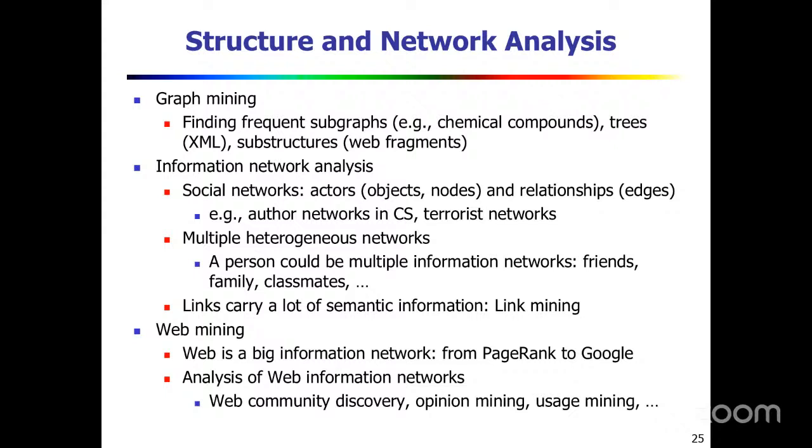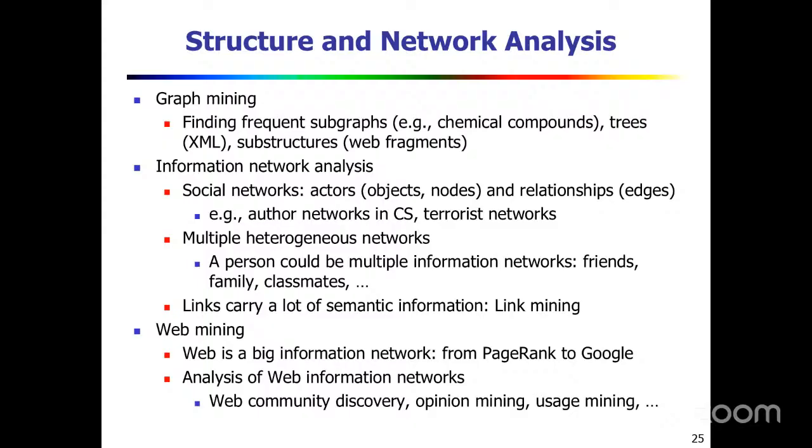they used to find the network. They used to trace the network or the group of people or group of systems, from where they are communicating, how they are communicating, what they are going to perform, all those things. They will be predicted. They will be mined. Terrorist networks. Next one, we have multiple heterogeneous networks. For this, a person could be in multiple information networks, friends and family and classmates, all those things. Next, links carry a lot of semantic information, link mining.